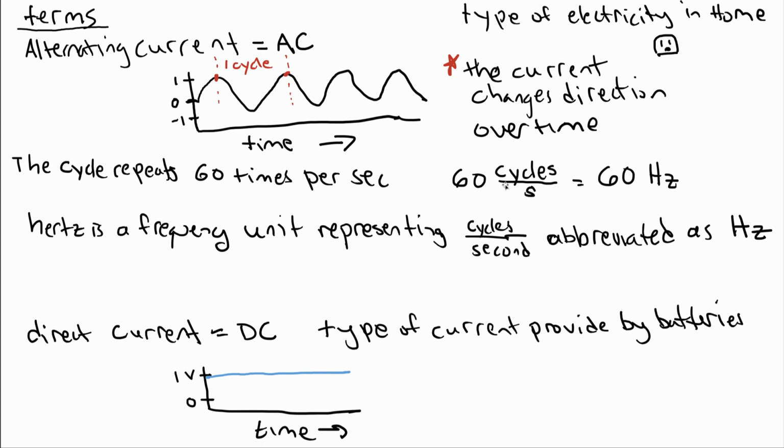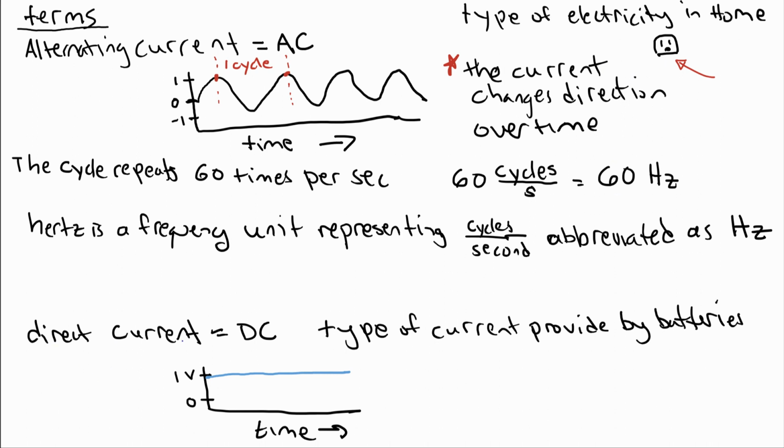And so any time something is per second, we call that a special unit called hertz, abbreviated Hz. So 60 cycles per second we would call 60 hertz. So hertz is a frequency unit representing cycles per second and abbreviated Hz. So that's your household current that you have. If you have a plug-in at your house, I'm showing right here is a standard wall socket. It is running at 60 hertz.